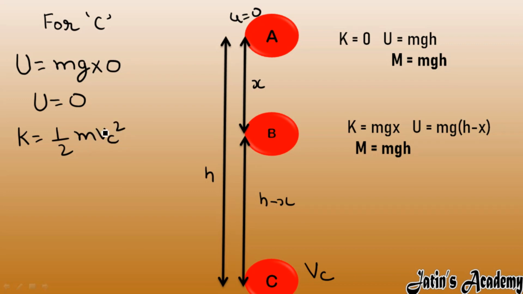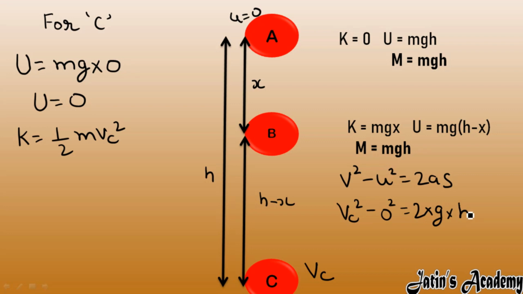Okay, so velocity at point C we have to calculate again using the third equation of motion. V square minus u square is equal to 2as. For example, from A to C I am calculating. So the final velocity at point C is Vc square, the initial velocity at point A is 0, 2, and the acceleration is due to gravity, again A to C. And what is the displacement from A to C? The displacement from A to C is this h. Clear? So Vc square is equal to 2gh.